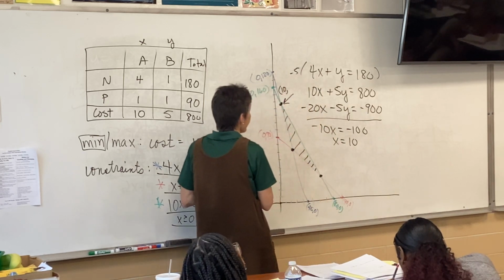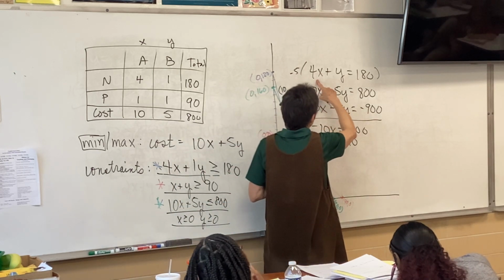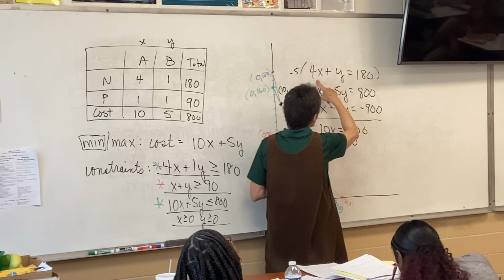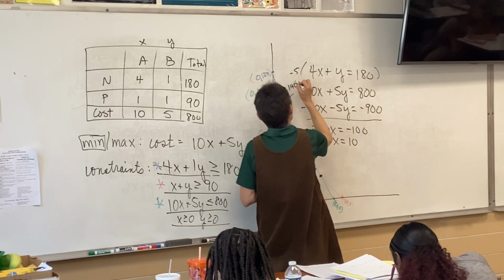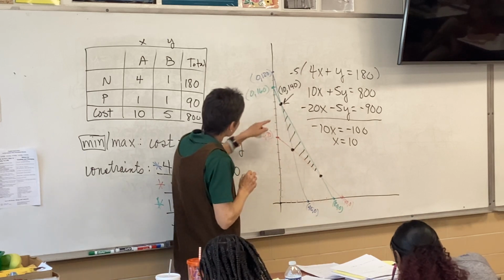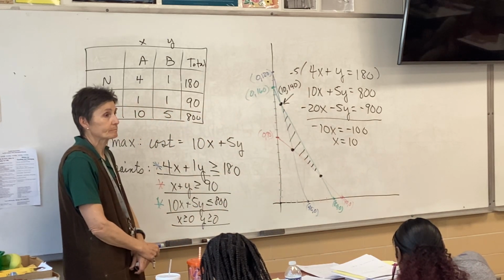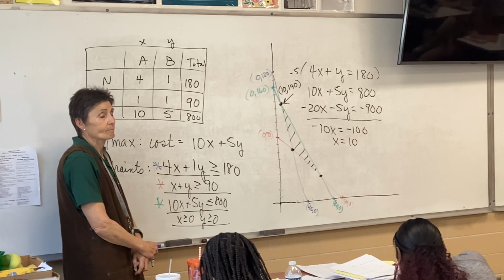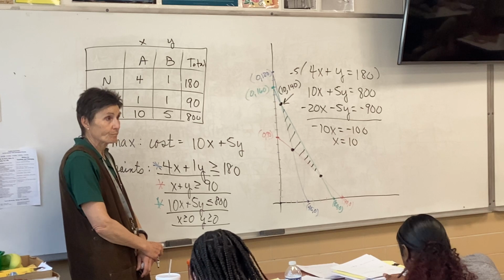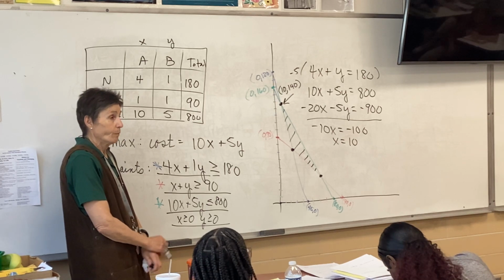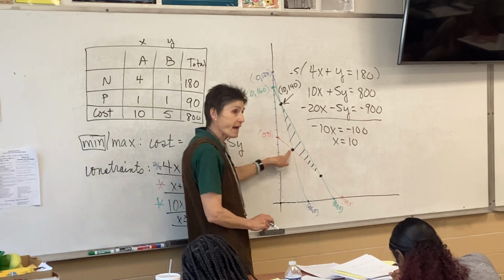And if x is 10, then y has to be 140. Actually, I'm kind of close there. 10 comma 140. Is that okay? Well, I hope it's okay, because guess what we get to do? We get to do it again.